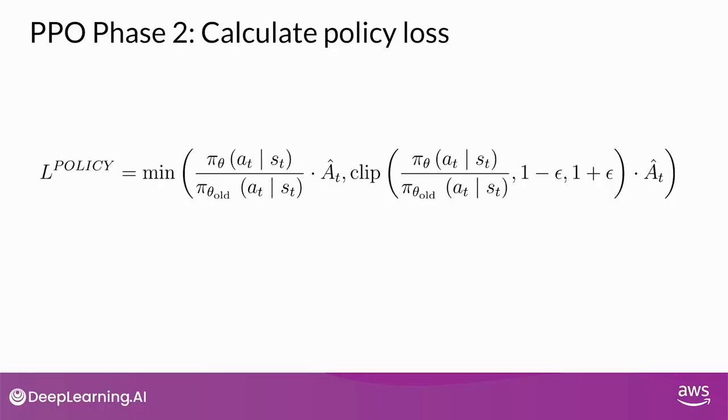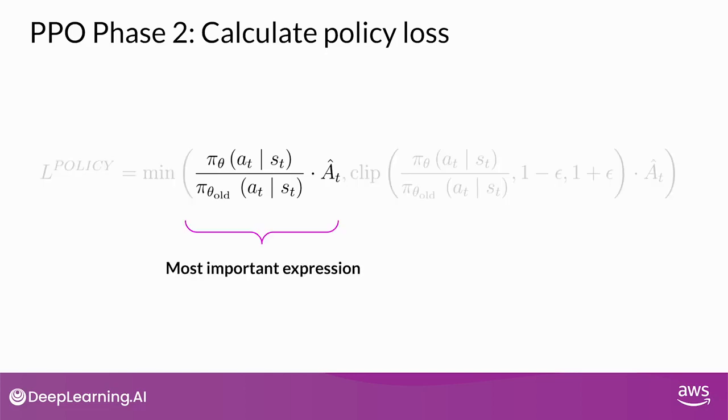The policy loss is the main objective that the PPO algorithm tries to optimize during training. I know the math looks complicated, but it's actually simpler than it appears. Let's break it down step by step. First, focus on the most important expression and ignore the rest for now. Pi of a sub t given s sub t, in this context of an LLM, is the probability of the next token a sub t given the current prompt s sub t.